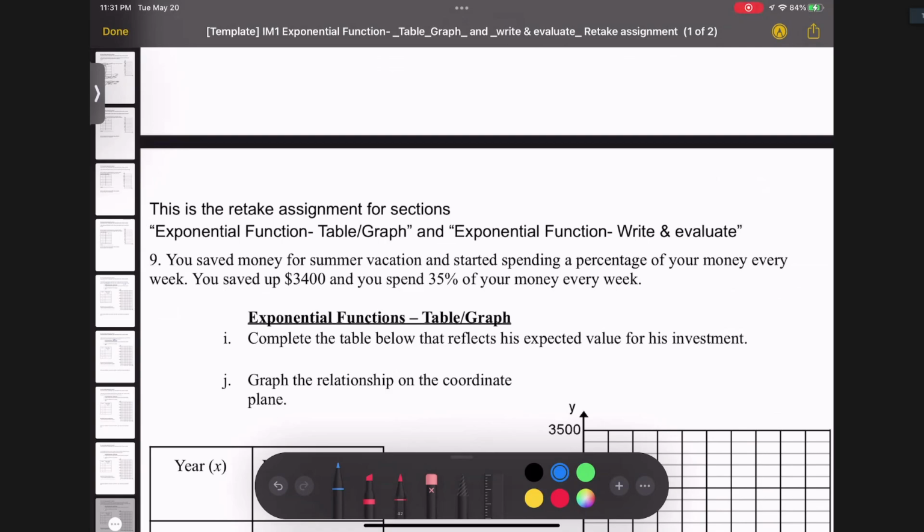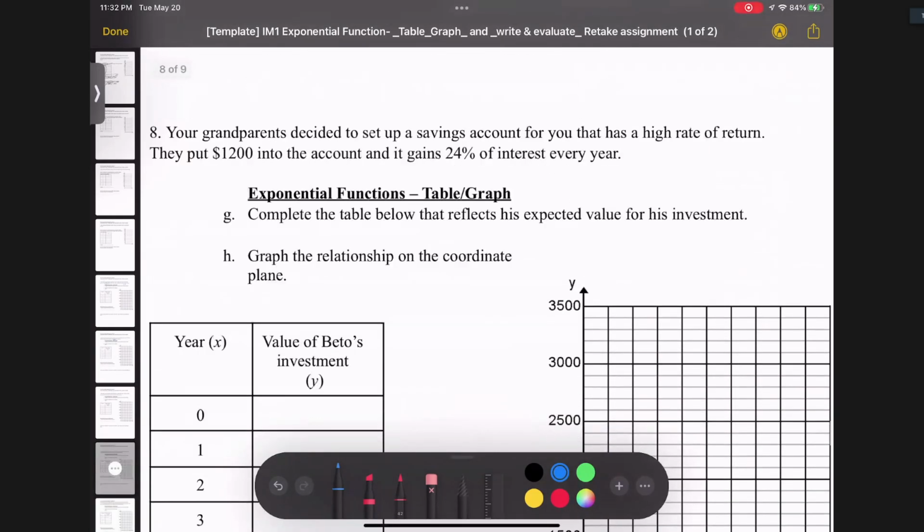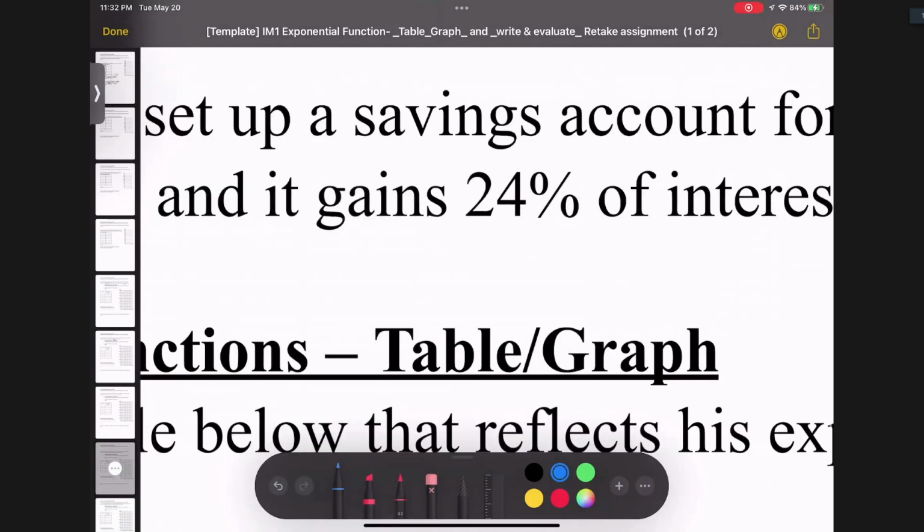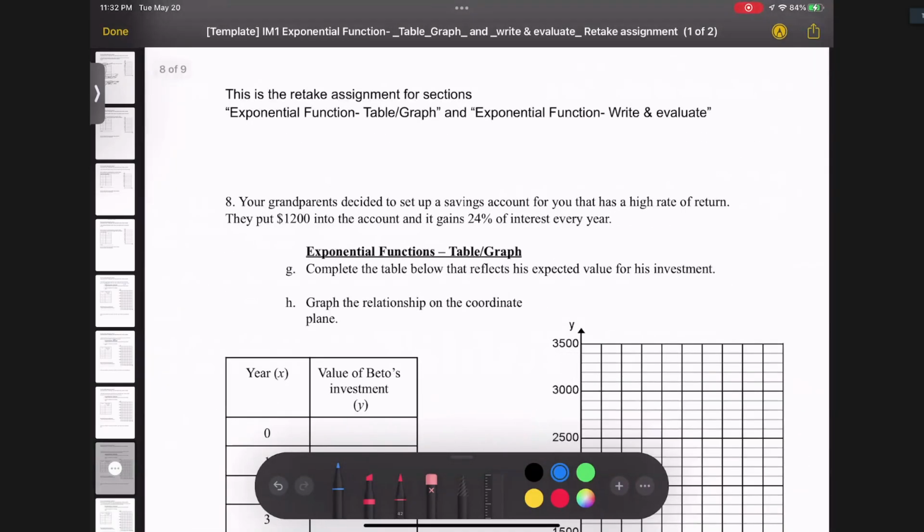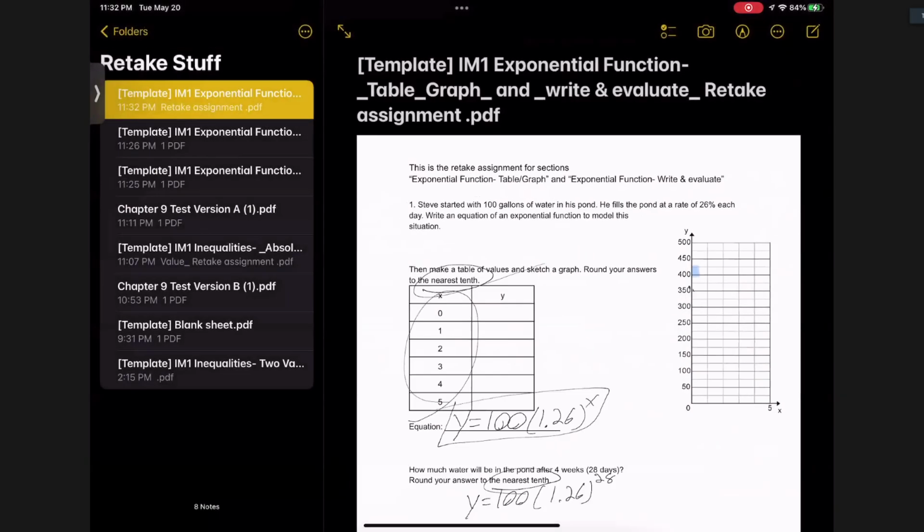But you are spending 35% of your money every single week. So 35% is being used every single week. So you're slowly going down, very quickly. 35% of your money every week, that's going to be going down very fast. So when you say spend, that means you're losing, so that's going to be decreasing. If you gain, another keyword, gain, that's going up. So that's pretty much all I have to do to explain this situation.